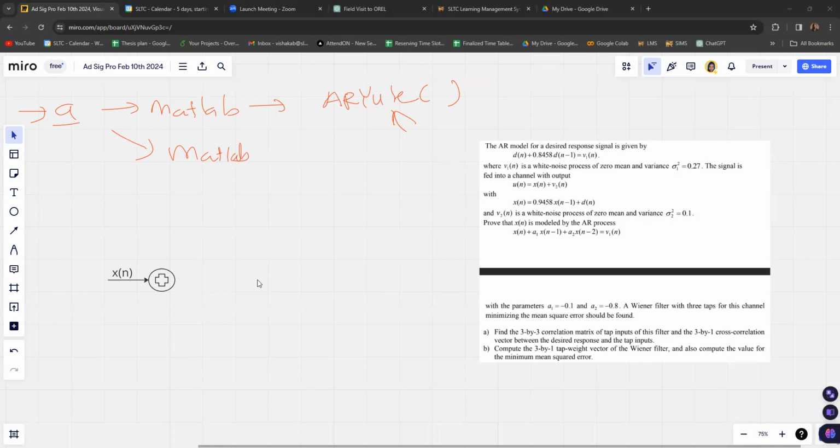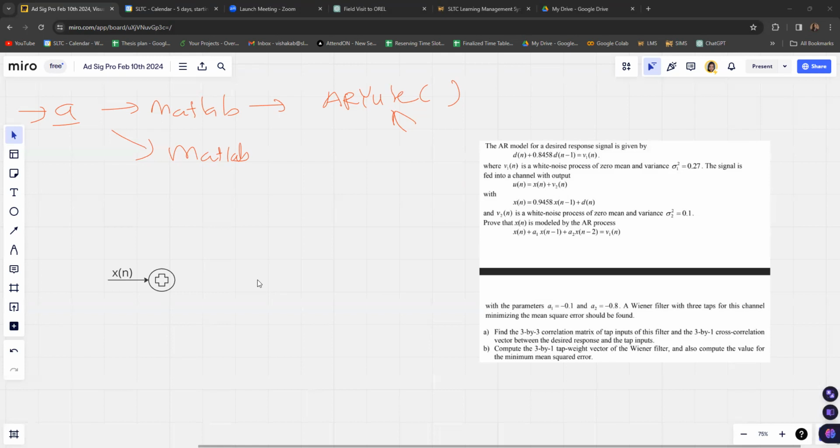The signal is input to a channel with this output Xn plus V2n. The Xn is further given by this equation: 0.9849458 Xn minus 1 plus Dn. And then V2 is another white noise process that is modeled with zero mean and 0.1 variance.